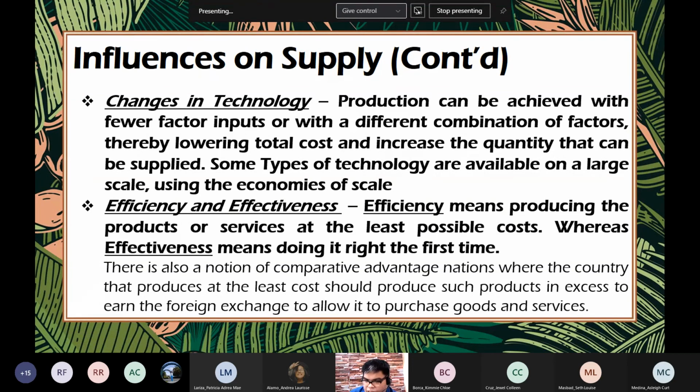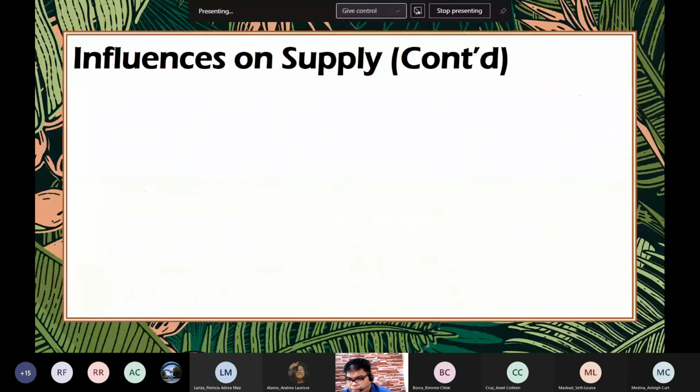So you must maximize that. Tayo, meron tayong coconuts, then we must utilize it to make coconut oil to earn the foreign exchange to allow it to purchase. So, pag bumibenta ka ng coconut oil, anong pwede mong pamalit? Pwede kang bumili, let's say, ng olive oil or argan oil or Icelandic sea salt, caviar, etc. Yun po ang ibig sabihin ng efficiency and effectiveness. Tara pa? Okay.